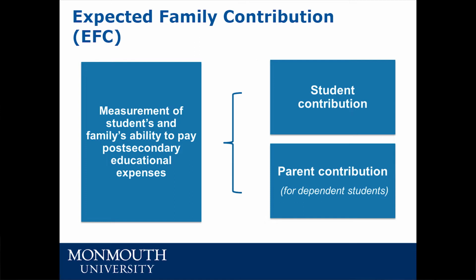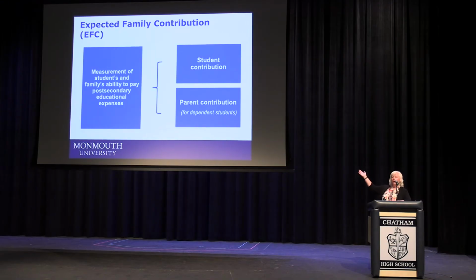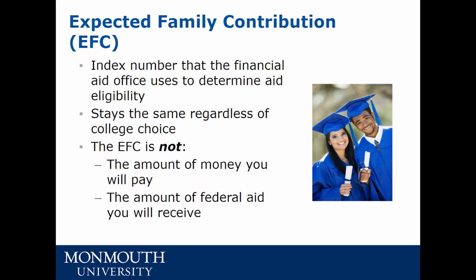What I like to point out in this slide is that you've got the contribution from the student as well as from the parents. So for students that are putting parental information on their FAFSA, realize that you've got that contribution from both. So that means student income and student assets all do have to be reported on the FAFSA, and they go into that expected family contribution number.